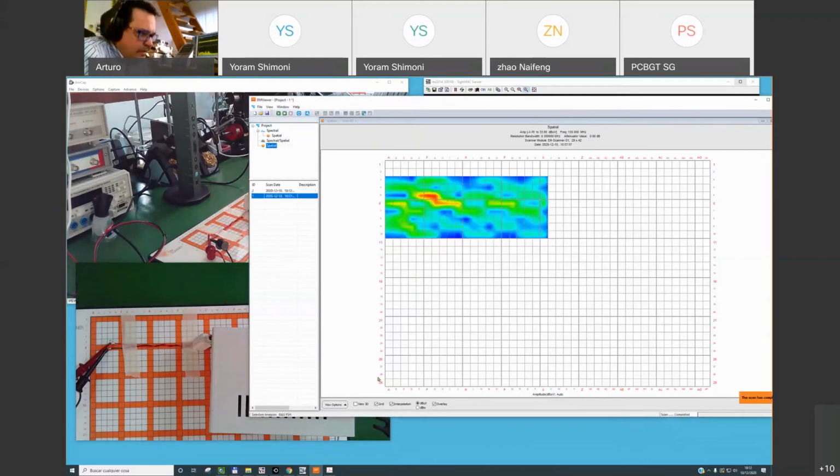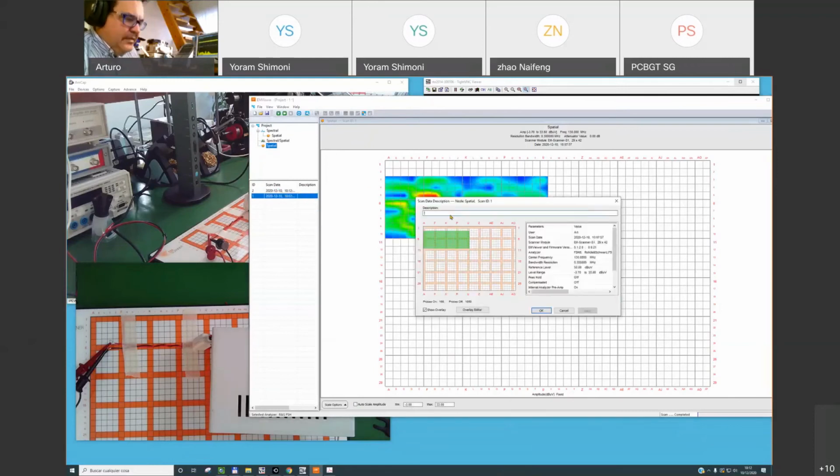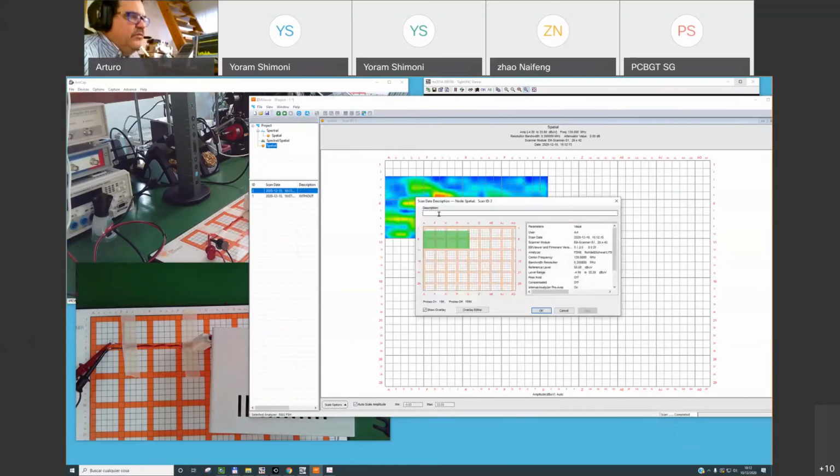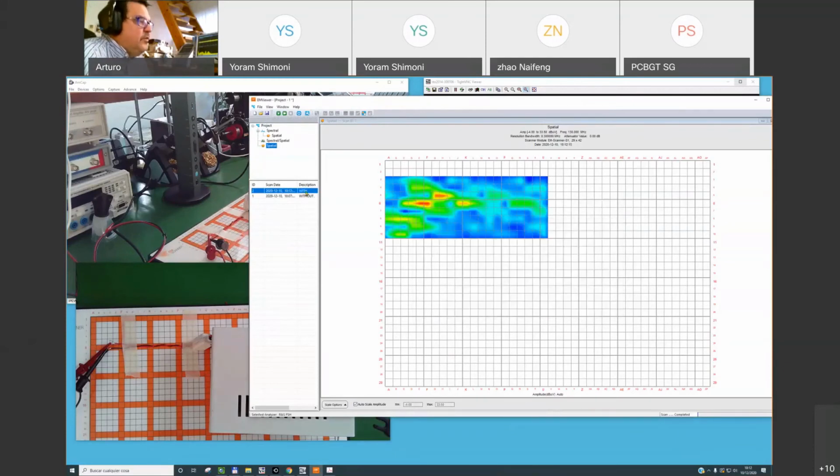So let's go to the scale option. Let's remove the auto scale option. Let's put here -3 to 33. This, from -3 to 33, is the situation without the ferrite. Let me put here open scan data. This is without ferrite. And this is with ferrite. Sometimes it's good to introduce comments, no?